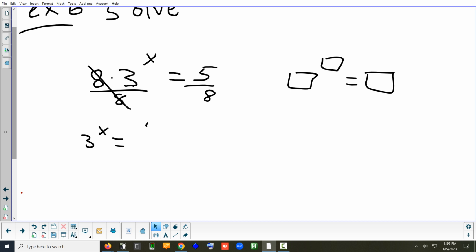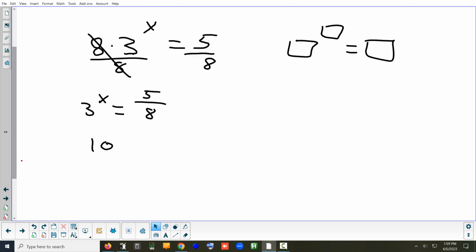So 3 to the x equals 5/8. Now let's do what Juan said and change it to log form. So Dominic, what's my base? 3. All right. And Austin, what's the logarithm going to equal? X. Yep. Logarithm always equals your exponent. And Alex, what's going to be on the other side? 5/8. 5/8 is my argument.